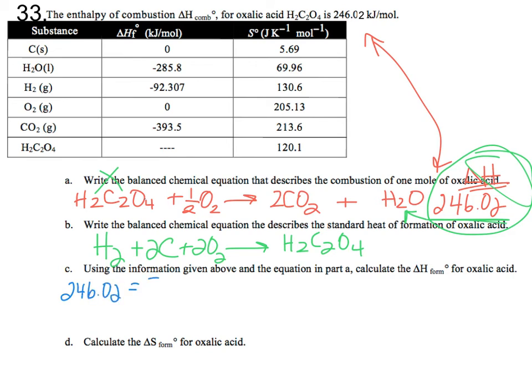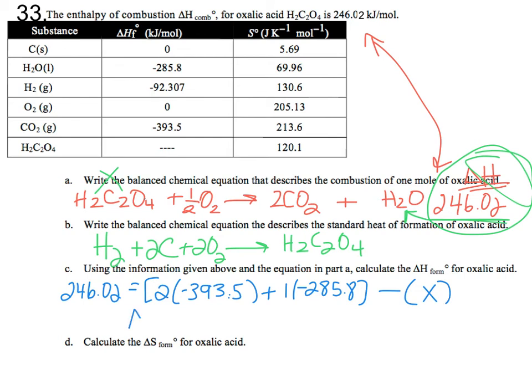246.02 is equal to products minus reactants, 2 times -3. Everything else is in the table. So we're able to solve, and this is going to be in kilojoules, products minus 1x. And when we solve for our x, you can stop the video and solve on your own.